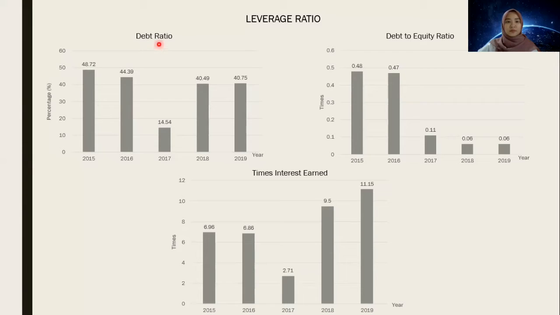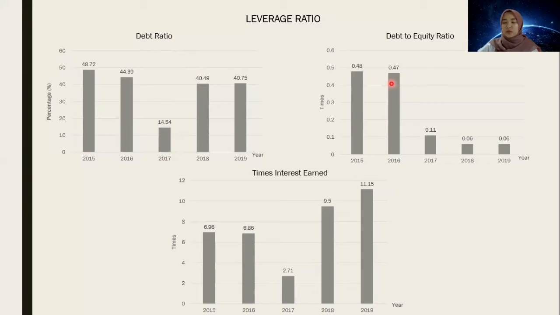So debt ratio and debt to equity ratio indicates that the lower the ratio showed the better performance of this company. And for debt ratio, the lowest ratio was recorded on 2017, which recorded at 14.54%. This means that the company was not depending too much on debt.